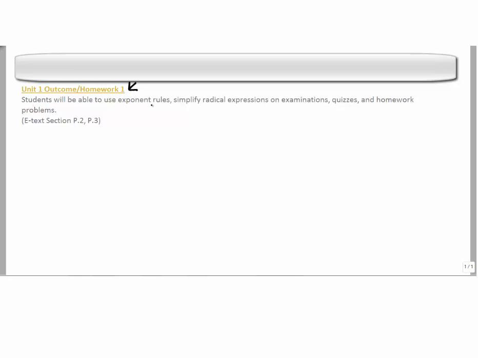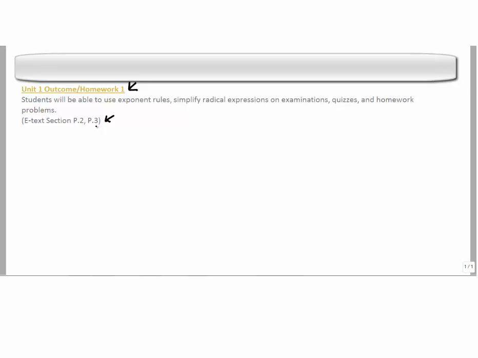Students will be able to use exponent rules and simplify radical expressions on examinations, quizzes, and homework problems. Now, if you're looking for more information on this, you can look in our e-text that's in My Math Lab as well under P.2 and P.3. Those are sections at the very beginning of the book called preparatory sections. So this will be at the top of every one of your lectures.